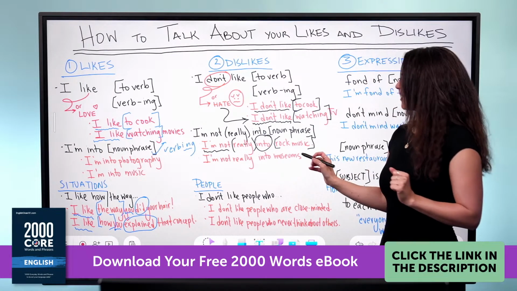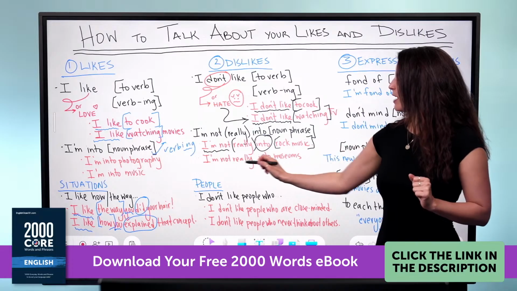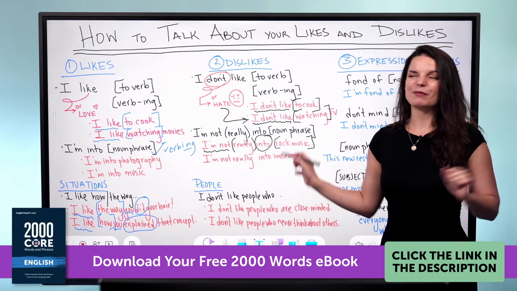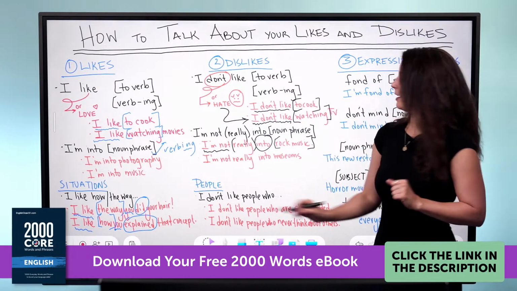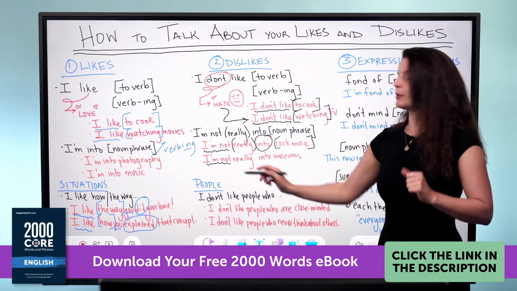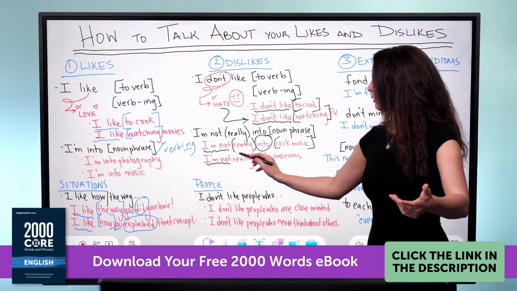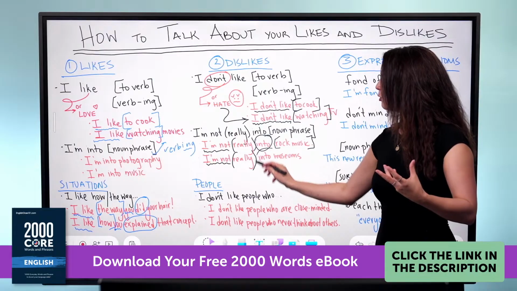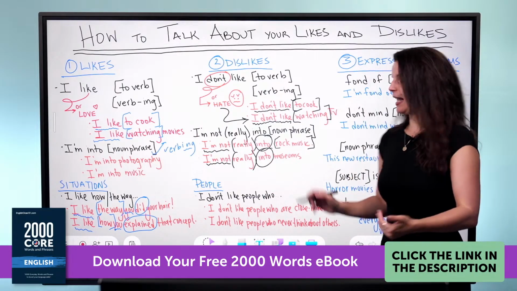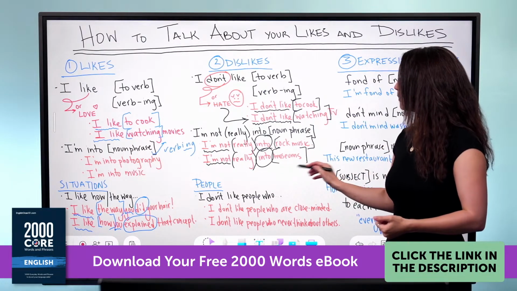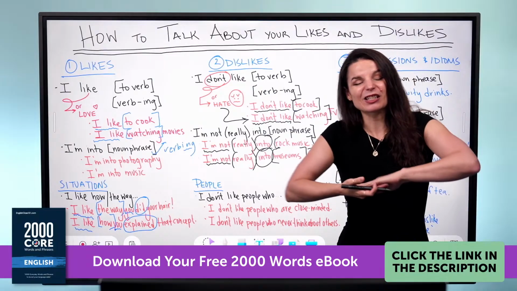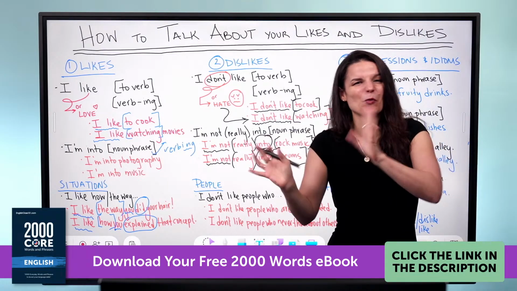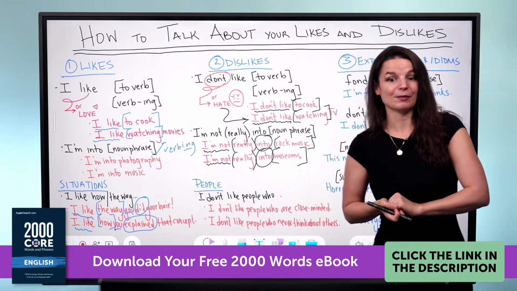Okay, let's look at the second example. I'm not really into museums. Again, I'm not shows it is negative. Really is the softening expression. Into shows interest, and our noun phrase is museums. I'm not really into museums. Sorry, I don't think I want to go to that exhibition with you.